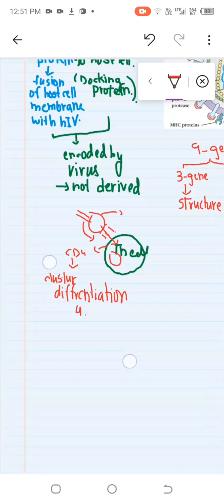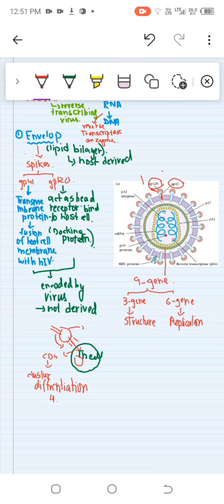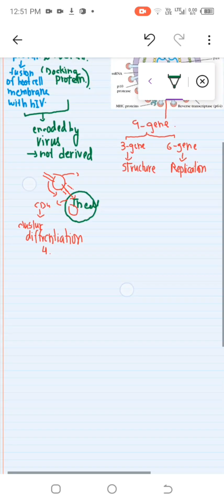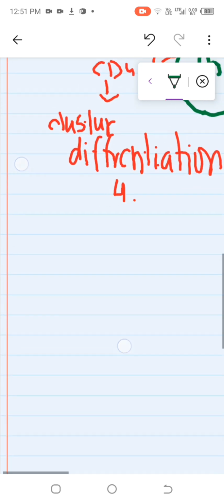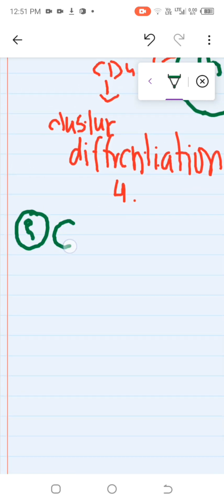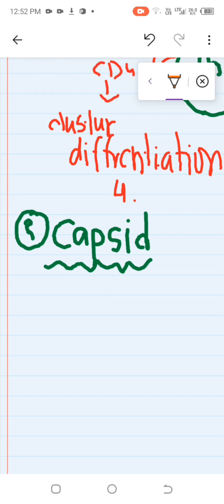Okay, so I hope this is clear to you guys. Now we should go with the second part, which is the capsid. Let's discuss the second part, which is the capsid. This capsid is made up of protein, and it contains 9 genes as I told you. So if I write here, the capsid is basically a proteinaceous coat.